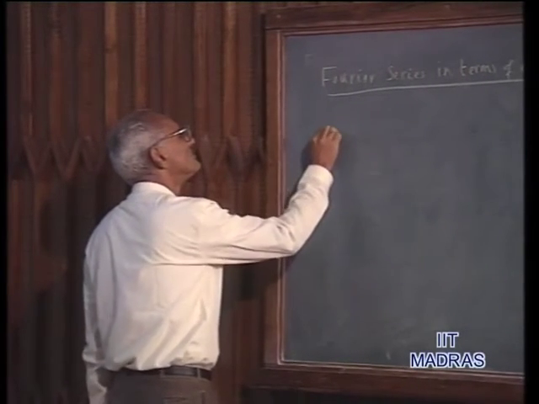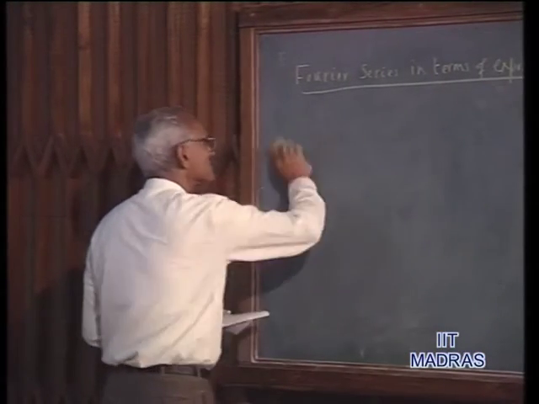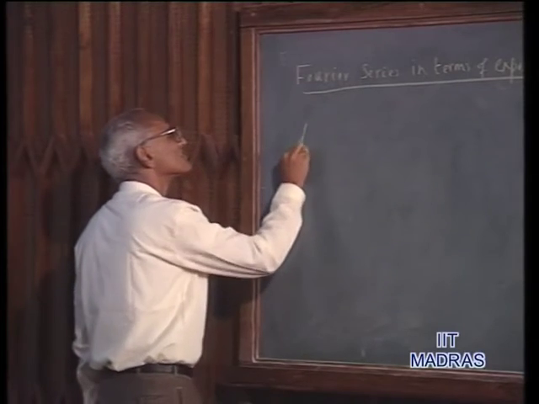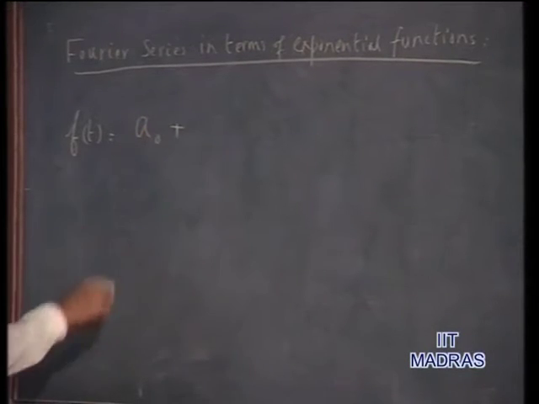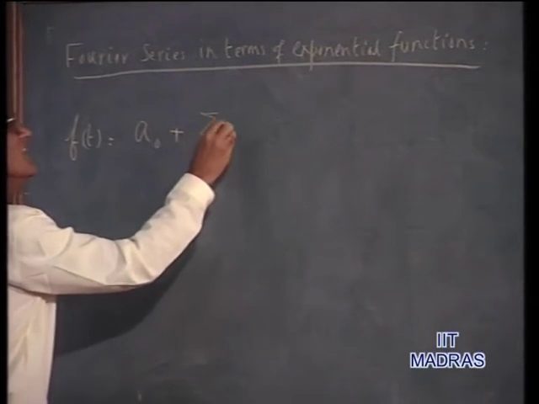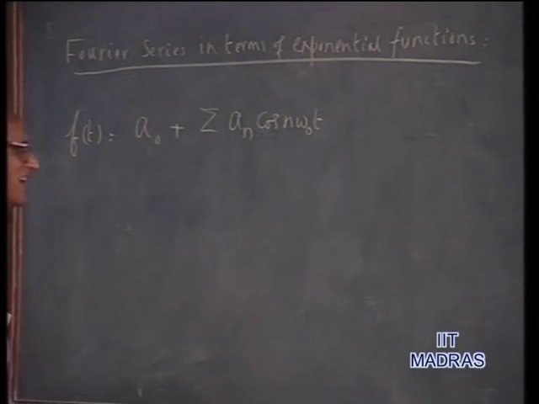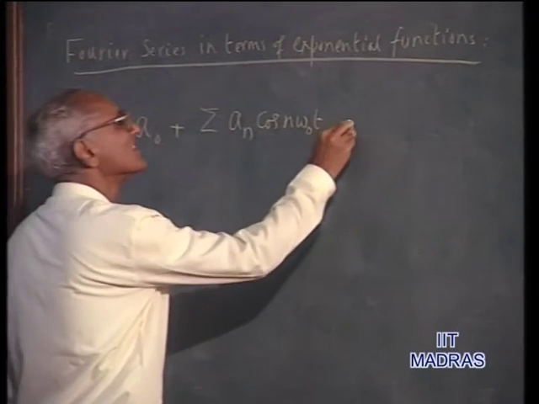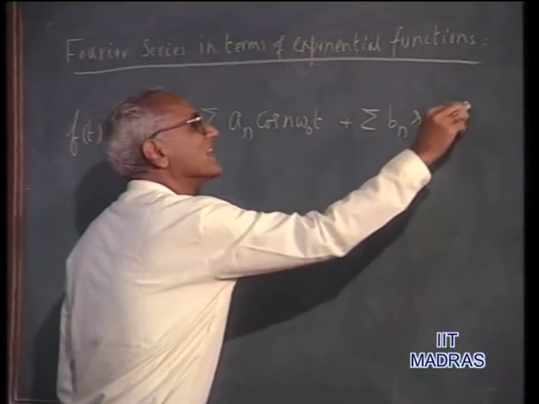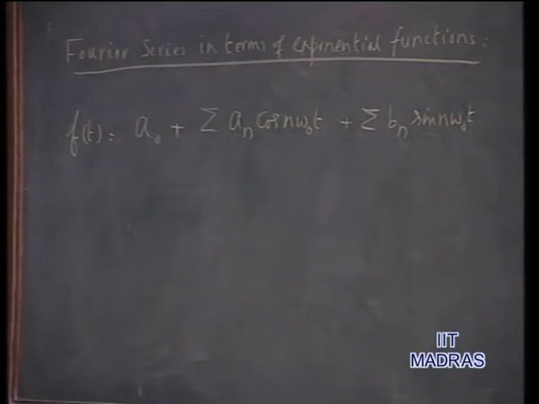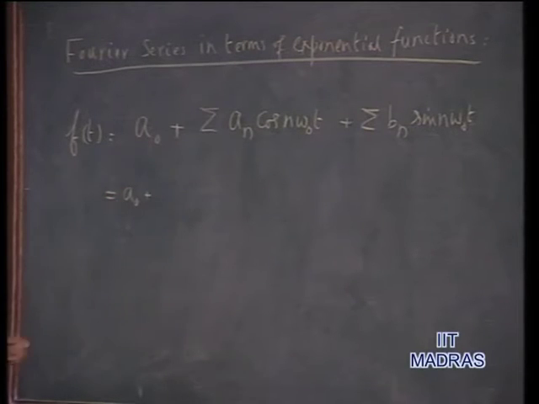You recall that f of t we had written in terms of trigonometric functions as a naught plus the sum of cosine terms, a n cos n omega naught t, plus b n sin n omega naught t, sum of sine terms. Now we can express sine and cosine terms in terms of exponential functions.